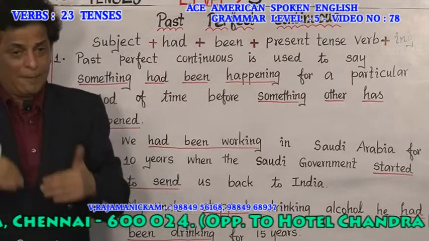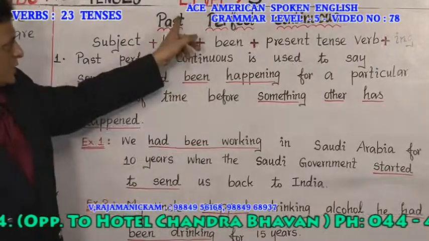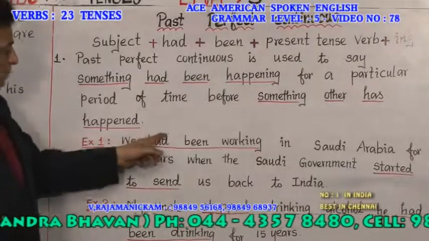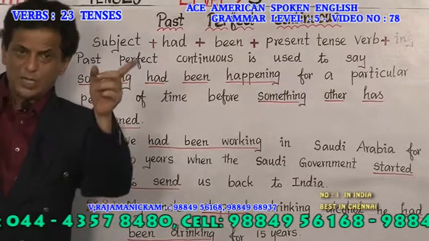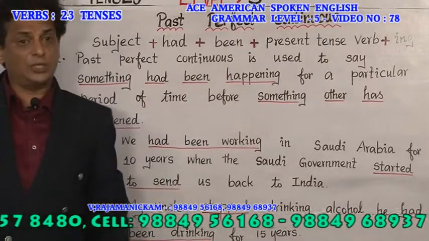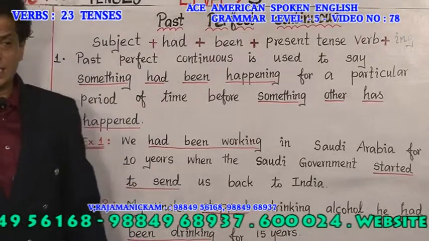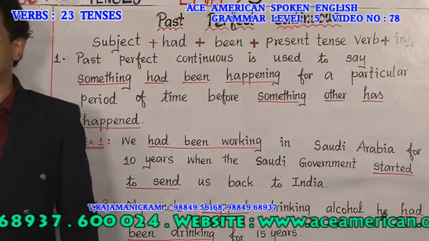So one thing: before this, something was continuously happening. There you use the past perfect continuous. My dear friends, see here, we had been working in Saudi Arabia. Continuously you are doing one thing. What is that one thing? Had been working in Saudi Arabia for 10 years. The period is 10 years continuously.